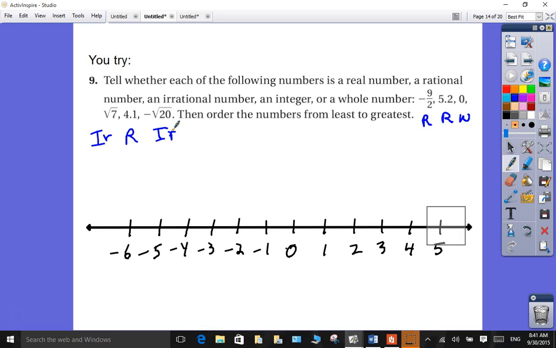Negative 9/2 goes in between which two? Negative 4 and negative 5, right? Negative 9/2 is negative 4.5. So there's your negative 9/2. 5.2, don't need much help on that one. 5.2, 0, 0.